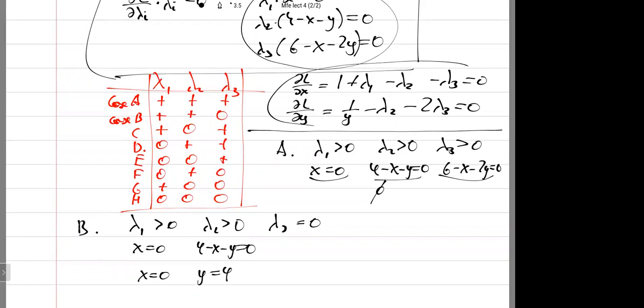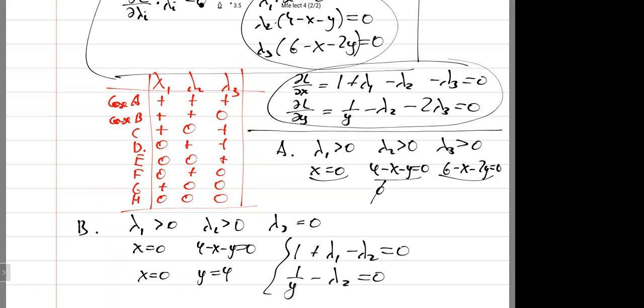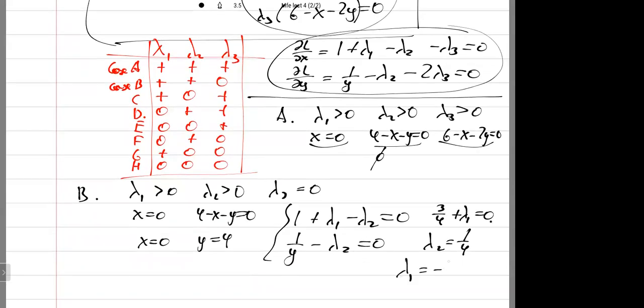Just let's look at this equation. If lambda 3 is 0, I get 1 plus lambda 1 minus lambda 2 is 0. 1 over y minus lambda 2 is 0. And I see that lambda 2 is 1 over 4. And I have something like 3 over 4 plus lambda 1 is 0. Lambda 1 is minus 3 over 4. And that's forbidden. Negative lambdas are forbidden in optimization with inequality constraints. So once again, case B, no solutions.